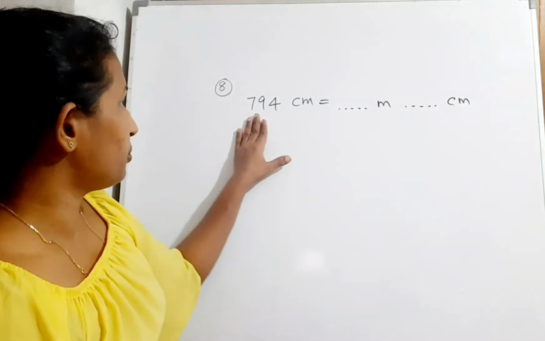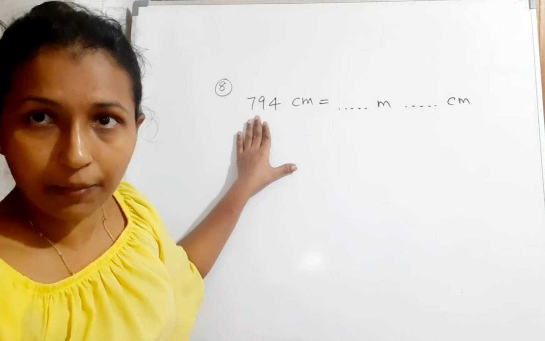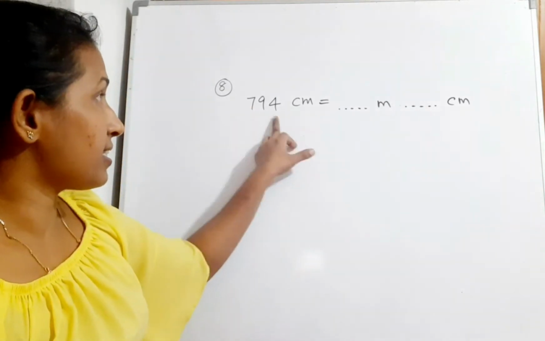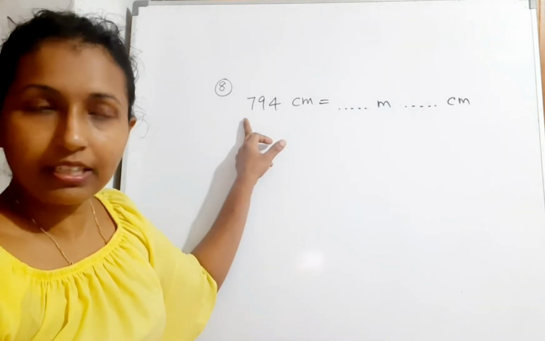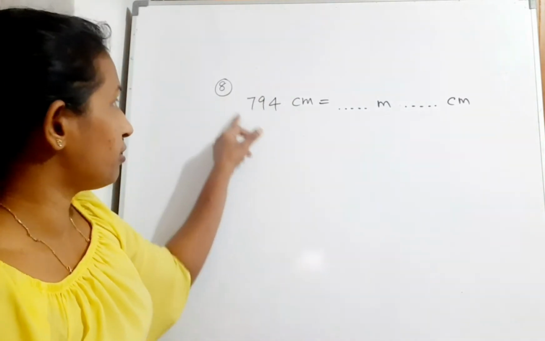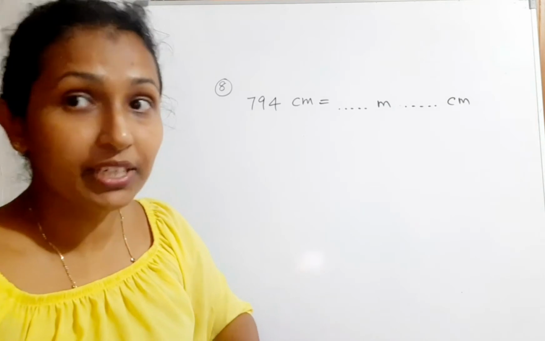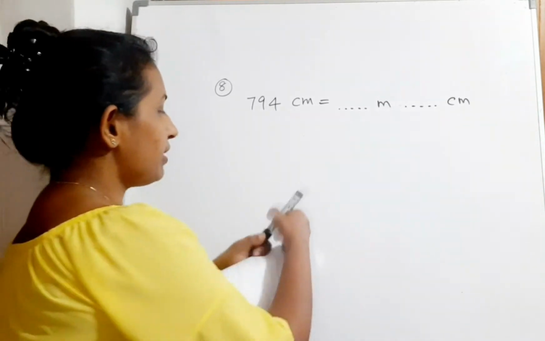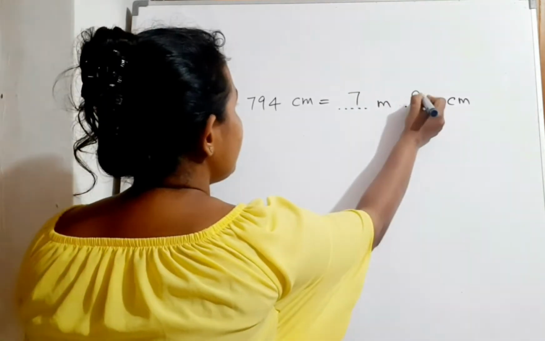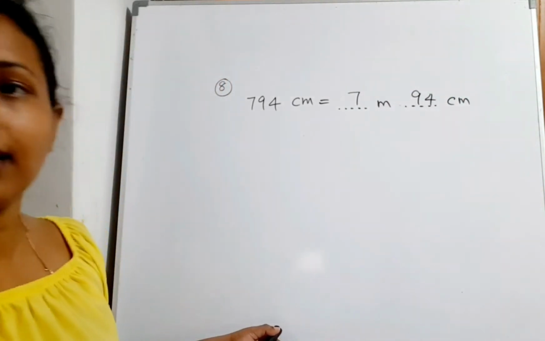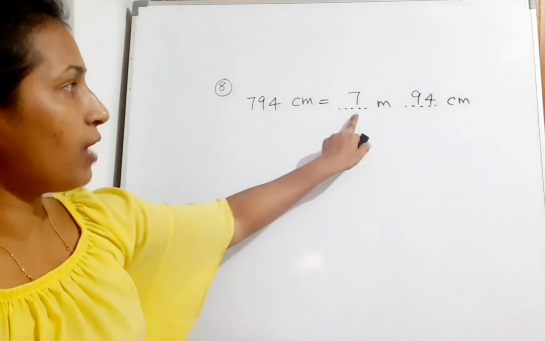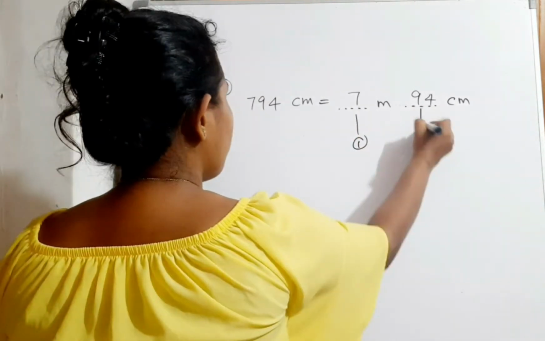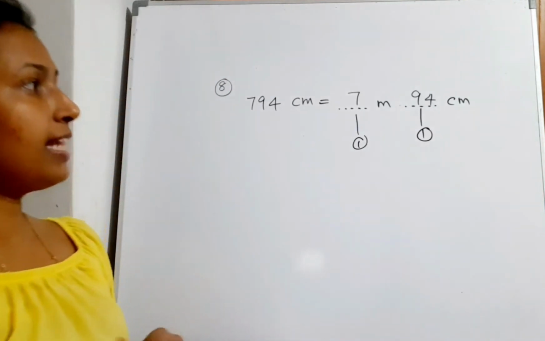Here we have to find how many hundreds there are. How many hundreds are there? Yes, here 7 hundreds are there. So, if we divide this amount by 100, 7 is the answer and the remainder is 94. So, 7 meters and 94 centimeters is the answer. So, 1 mark for this answer and 1 mark for that answer.